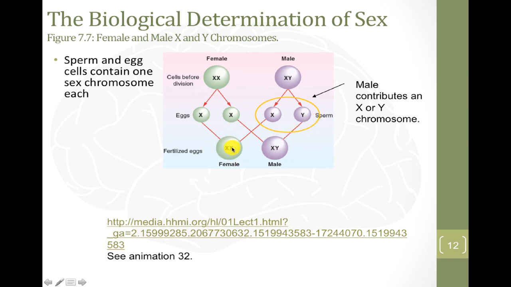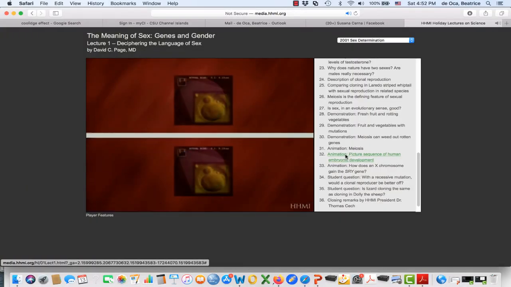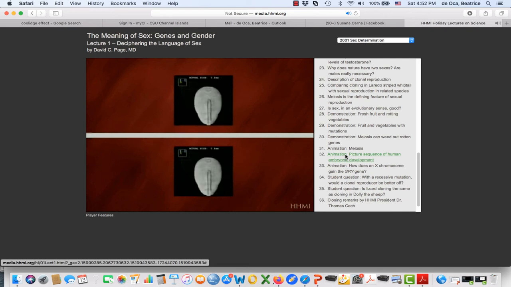Then in the process of fertilization, we get the combination of one of the female's sex cells with one of the male sex cells. We can see that there are two possibilities: an XX fertilized egg or an XY fertilized egg. And then, as we said, the first 6 weeks of human development are anatomically, histologically indistinguishable in male and female.